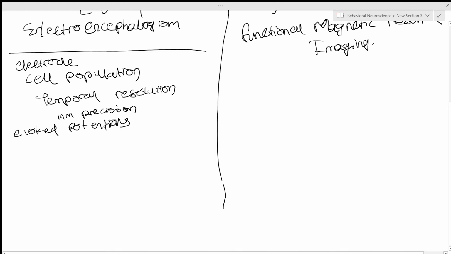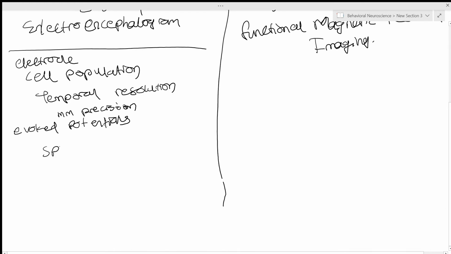But it is not very good at spatial resolution, as it is not good to tell you where the event happened, because the electrodes are all over the scalp, so it can't really differentiate as to what particular part of the brain the event took place in.